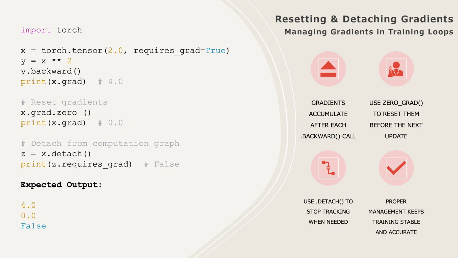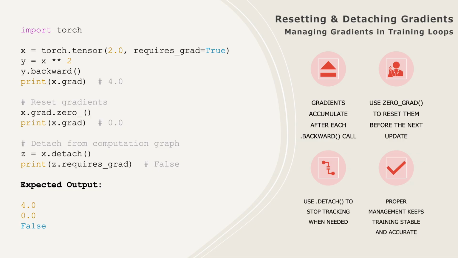We can do that using x.grad.zero_() for a single tensor, or, more commonly, optimizer.zero_grad() when training a full model. In this example, we first calculate the gradient of y equals x squared with respect to x, where x equals 2. The derivative, dy over dx, is 2x, which gives us a gradient value of 4.0.